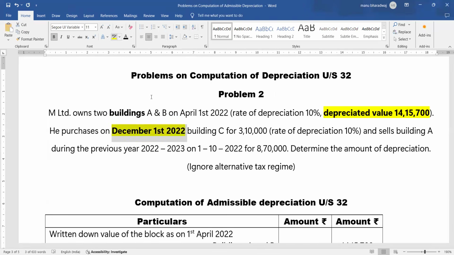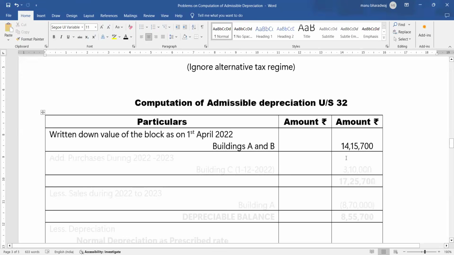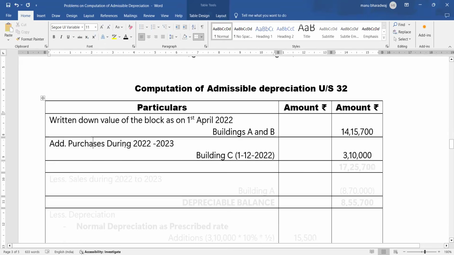They have purchased the asset from December 1st, 2022, and they have started to use the asset. If you start counting from December, so December, January, February, and March, only 4 months they have used the asset, which means less than 180 days. So we will not charge the full depreciation. We will charge only half depreciation for this. Building C they have purchased for 3,10,000. So I will add that purchases during 22-23. Building C they have purchased on 1/12/2022, and the value of the asset is 3,10,000.